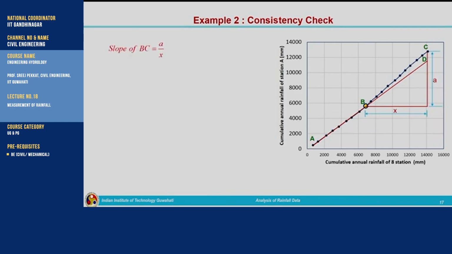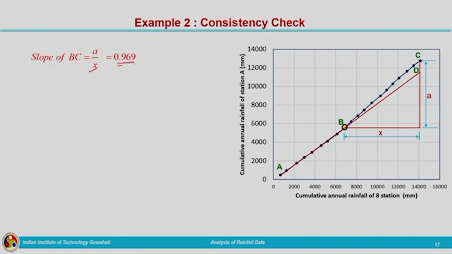So, the slope of BC, the line representing the inconsistent data, is given by A divided by X. From the table or from the graph we can get the values, and it was calculated to be 0.969. In a similar way we need to calculate the slope of BD or slope of AB. Slope of AB is the same as slope of BD, and that can be calculated by taking the ratio B by X. It is calculated to be 0.802.